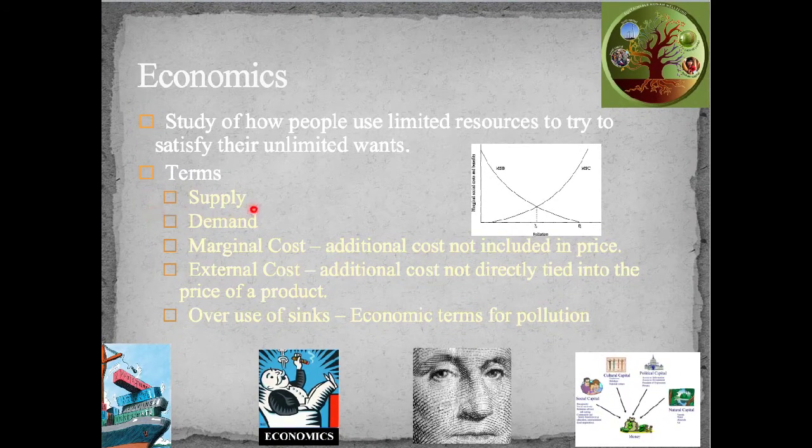Good terms to remember here. Supply, demand. How many of you are taking economics and you see this chart all the time, the supply and demand chart, and where we meet in the middle is where prices are. Marginal costs, which is an additional cost included not in the price. External costs, which is very similar, not directly tied into the price. It's something that is either subsidized or something like a landfill. The cost of that landfill and operating it is not included in the product that you'll eventually throw away. And overuse of sinks, which is the economic term for pollution. Hint, hint, wink, wink.